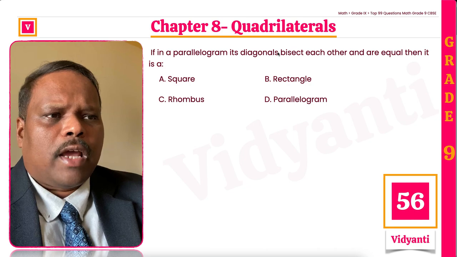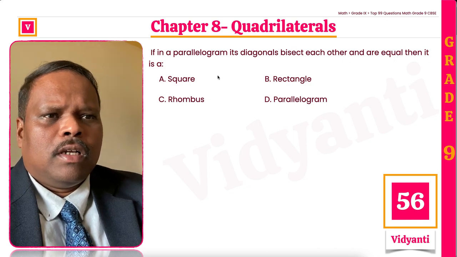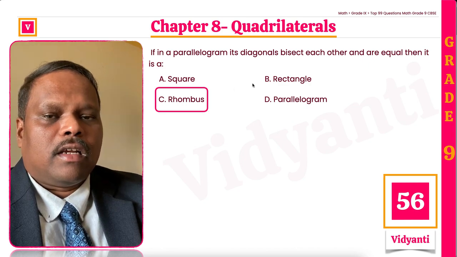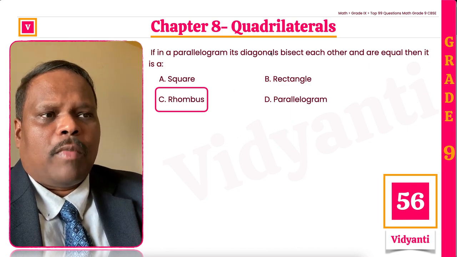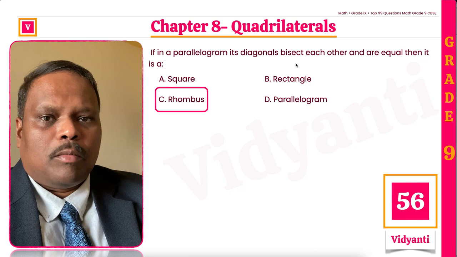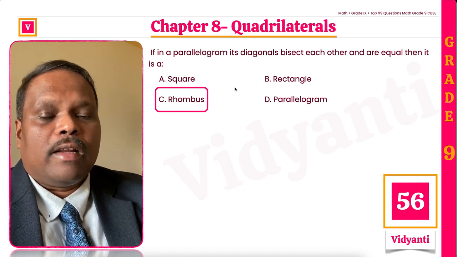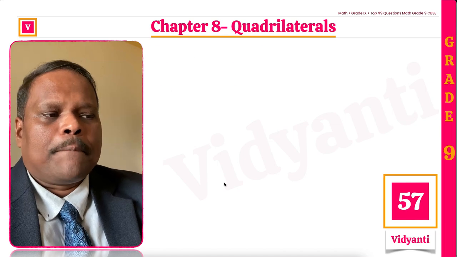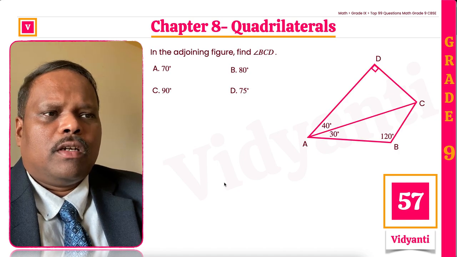In a parallelogram, if diagonals bisect each other and are equal, then it is, well, the rhombus because that indicates that all 4 sides are same. Parallelogram means opposite sides are parallel. So a parallelogram with all sides equal becomes a rhombus. 57. In the adjoining figure, BCD.